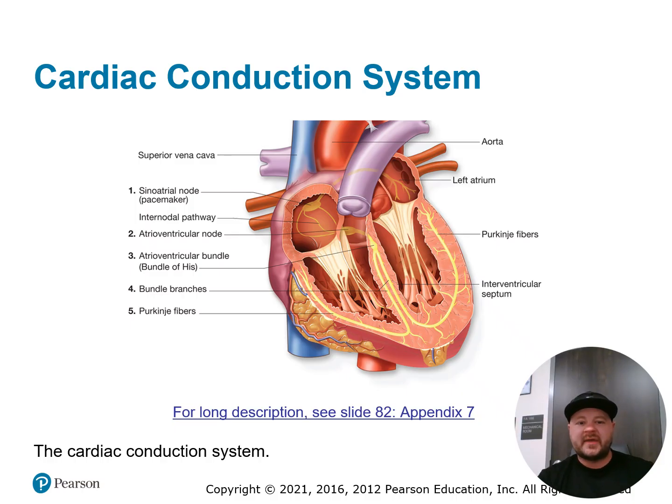We have an internodal pathway that brings it to the AV node through the AV bundle, the bundle of His, into the bundle branches and the Purkinje fibers. So every time our heart beats, it should be going from the SA node all the way down through the electrical conduction system here and creating the heart contraction that pumps blood through our body.